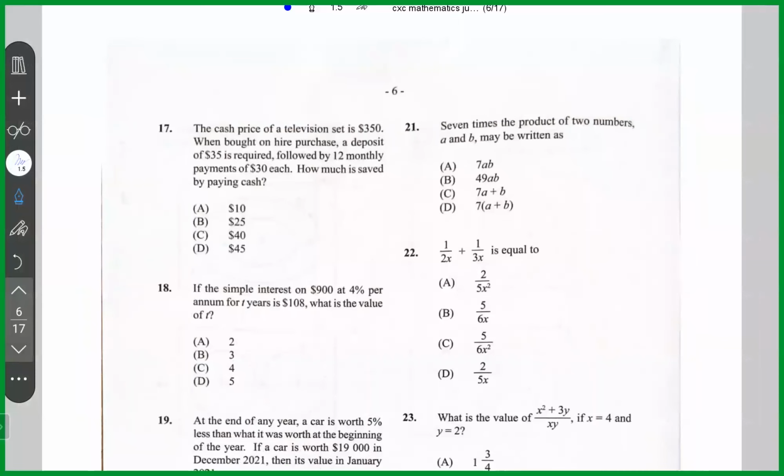Question number 17 says, the cash price of a television set is $350. When bought on hire purchase, a deposit of $35 is required, followed by 12 monthly payments of $30 each. How much is saved by paying cash? First of all, let's calculate the hire purchase price.